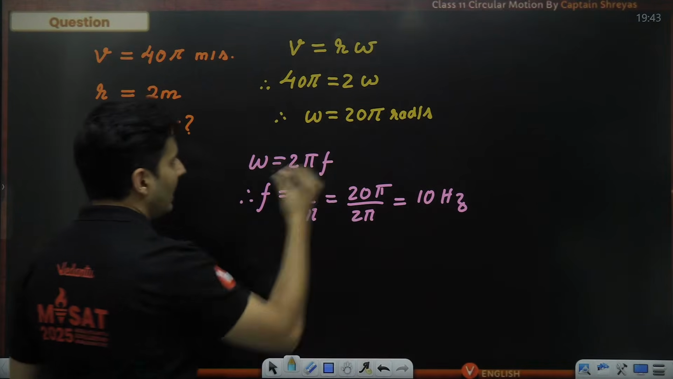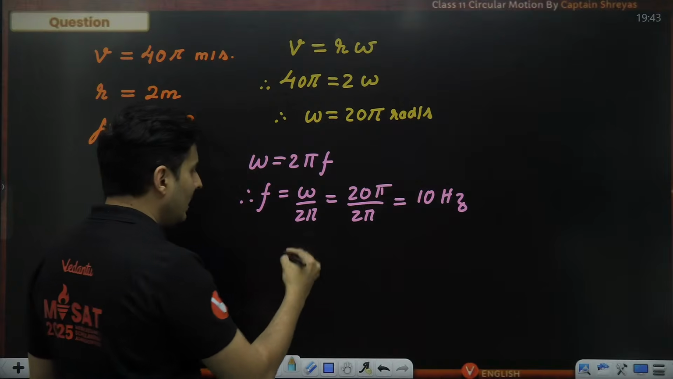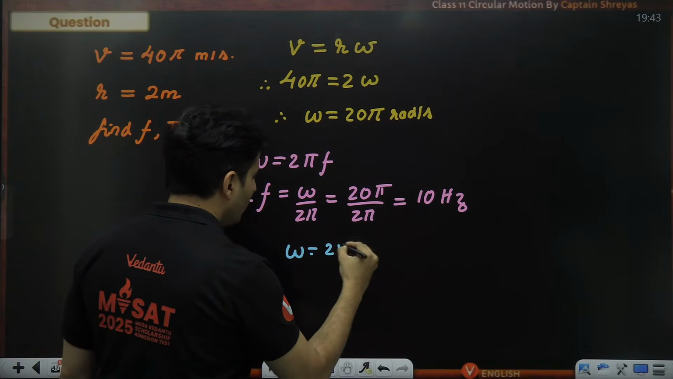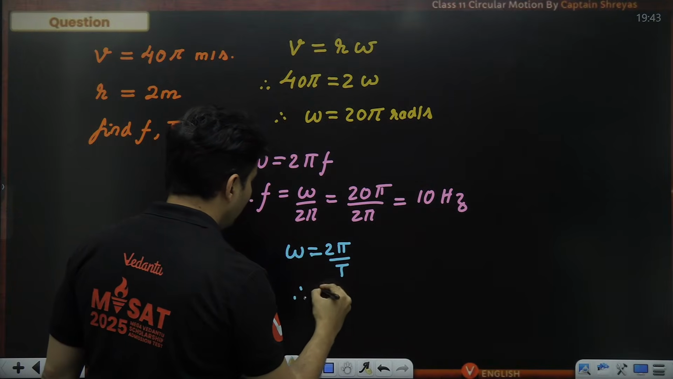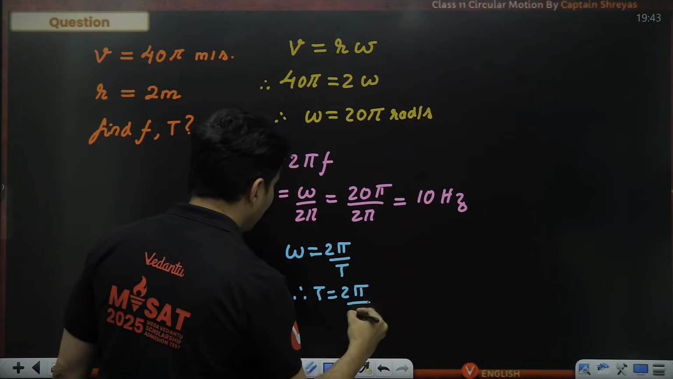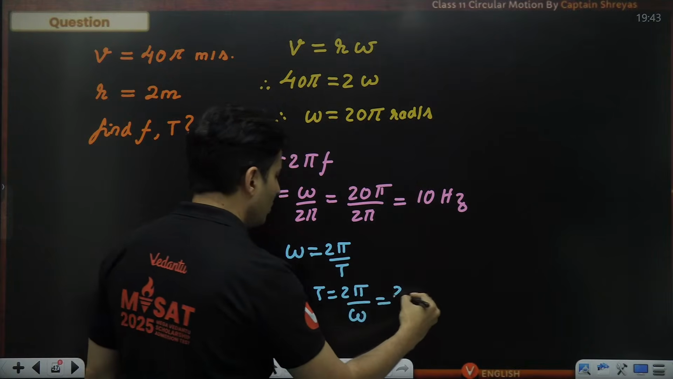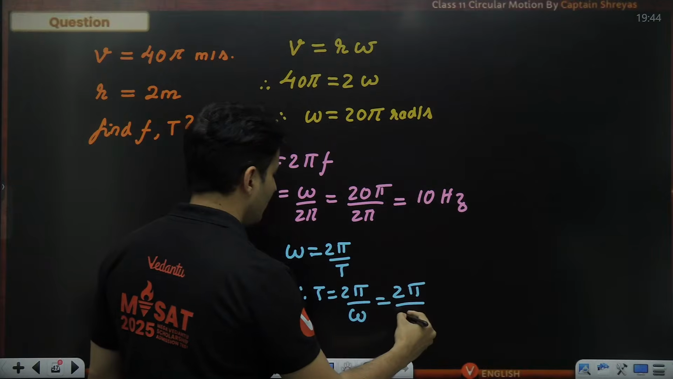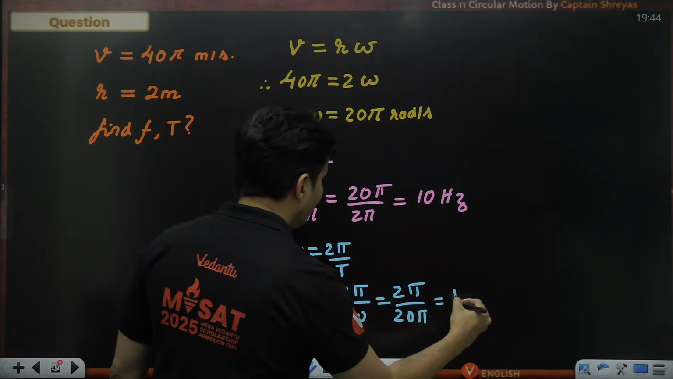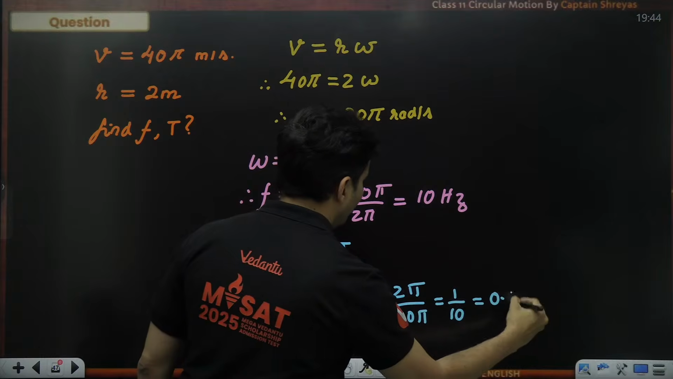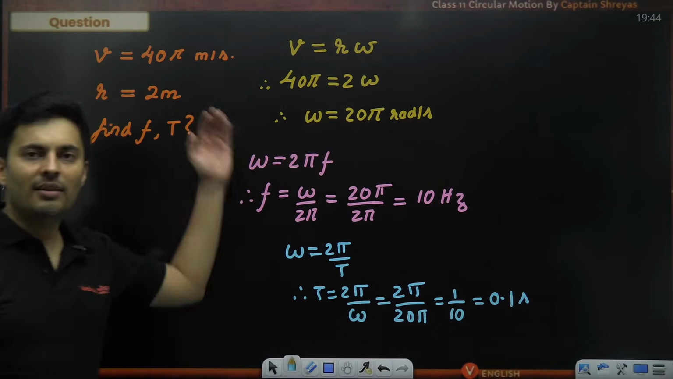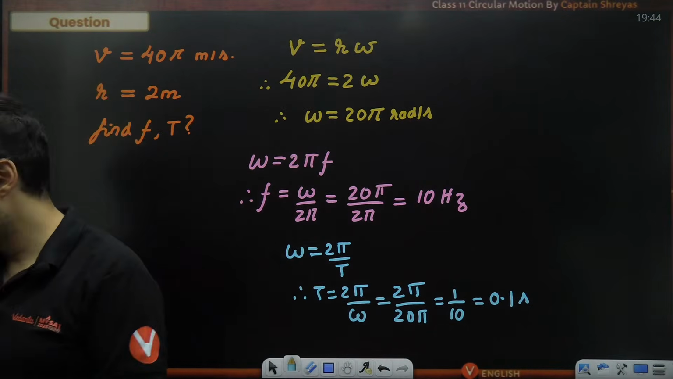For finding time period from omega directly, omega is 2 pi by time period. Therefore, T will be 2 pi divided by omega. So 2 pi as it is, omega which is 20 pi below. So it will be 1 by 10, which is 0.1 second. So everything we figured it out.